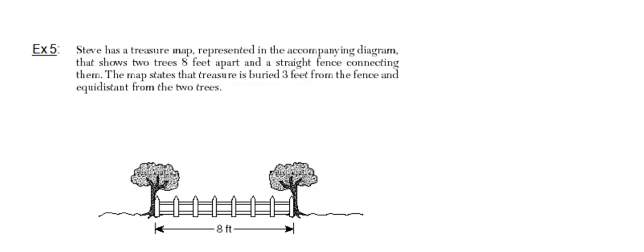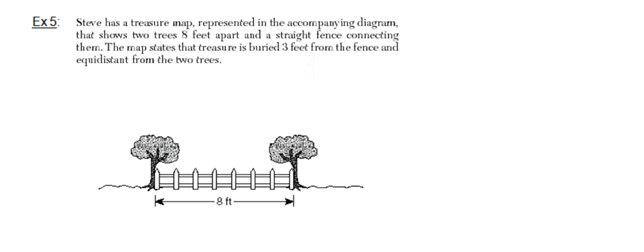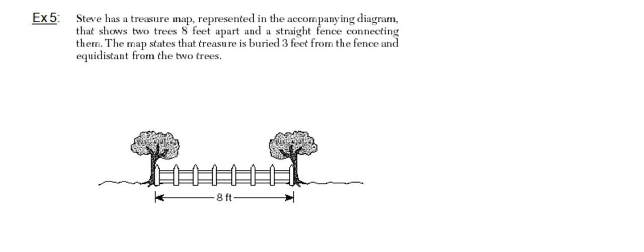All right, next page talks about Steve and his treasure map. So it shows these trees that are exactly 8 feet apart. There's a fence that connects the 2 trees. And on the treasure map, it states that the treasure is buried 3 feet away from the fence and equidistant from the 2 trees.